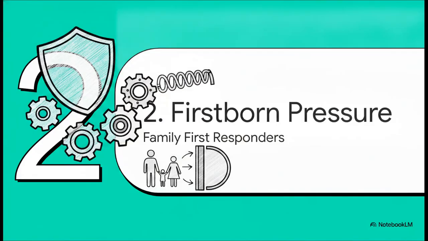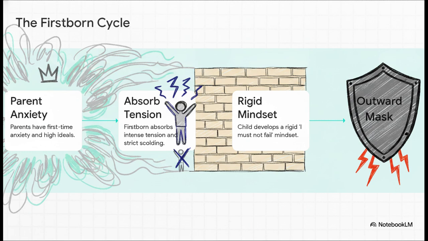Section 2. The immense pressure on firstborns. The first responders of the family. Okay, so oldest children go through a very specific journey, which we can call the firstborn cycle. Step 1. In this little micro-society called the family, the firstborn is the target of the parents' very first attempt at raising a child. All that first-time parenting anxiety, the tension, the high ideals, it's directed entirely at them.